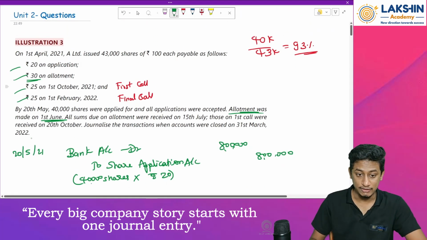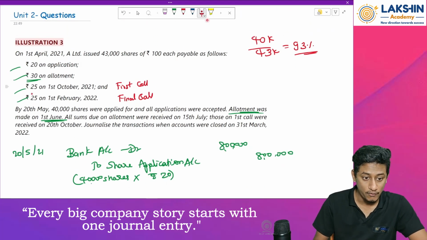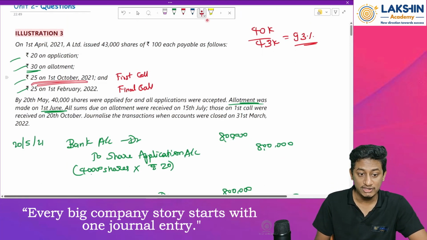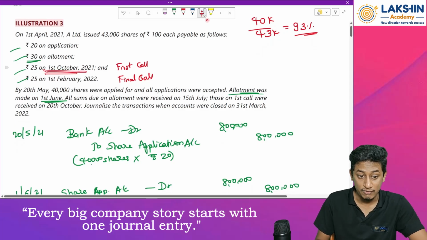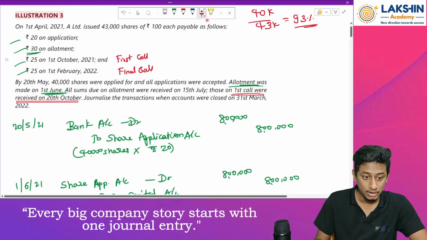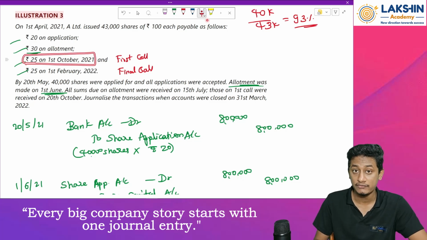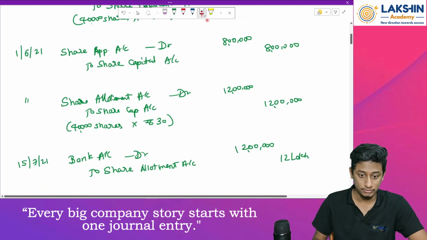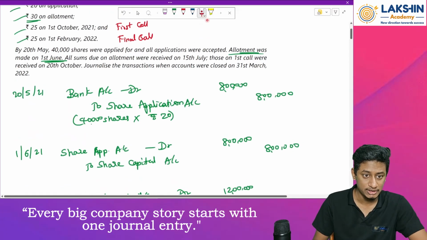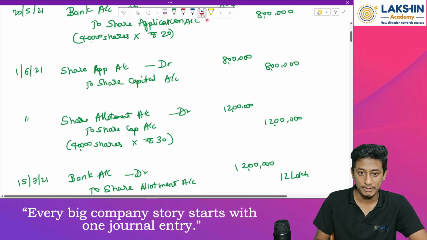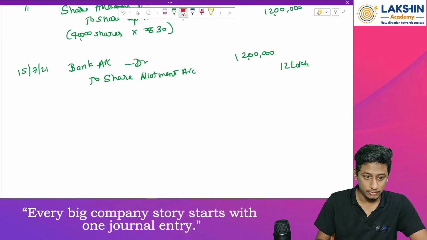So next, what has happened? Then we'll go forward to the final call. When was the first call done? On 1st of October. When was the money received on the first call? On 20th of October. So pass the entry for 1st of October when the first call was made, for rupees 25. On 1st of October 21, the first call was made, right?